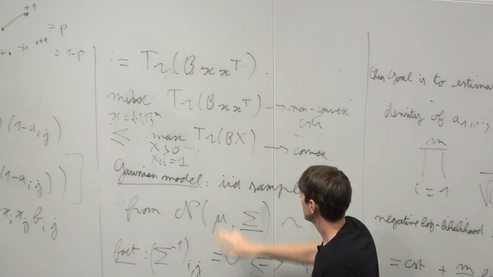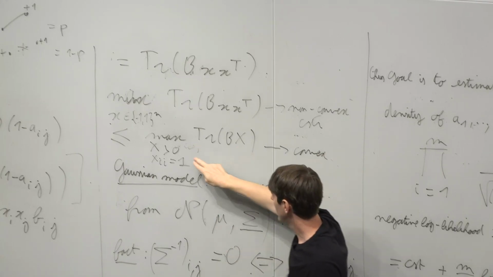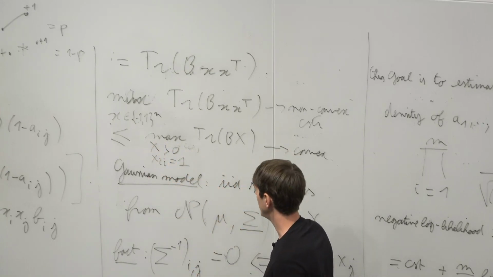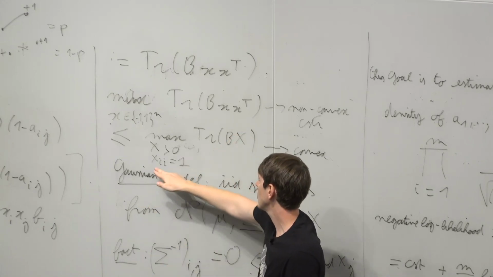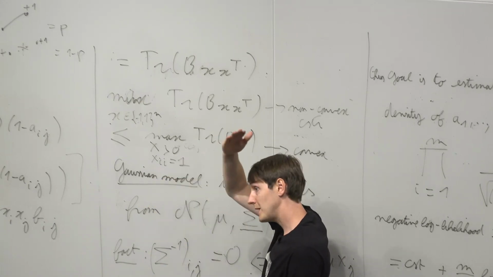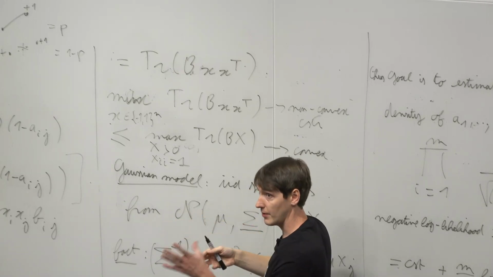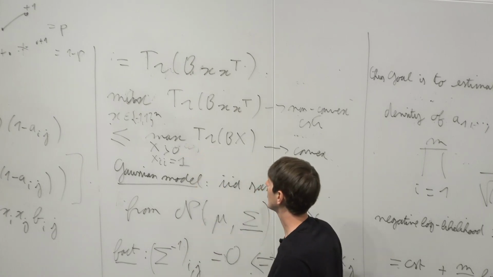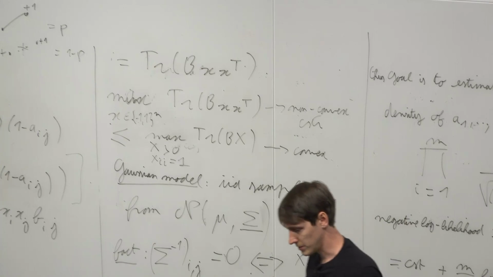Why is it convex? I'm maximizing a linear function, that's fine. We already said the cone of positive semi-definite matrices is convex. And now I'm just intersecting this cone with a subspace, the subspace of all the matrices whose diagonals are all ones. If I have a convex set and I intersect it with a subspace, I get a convex set. So this is a convex optimization problem, which looks different from the other ones.